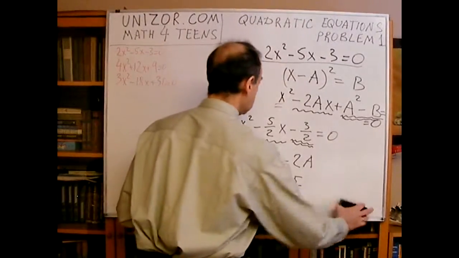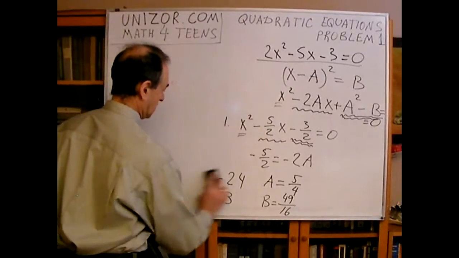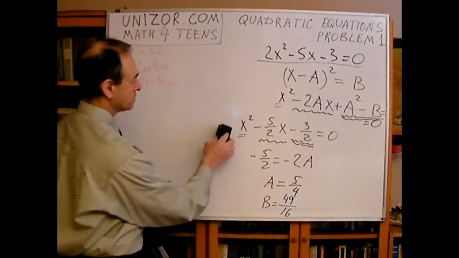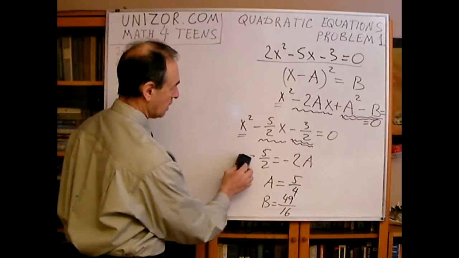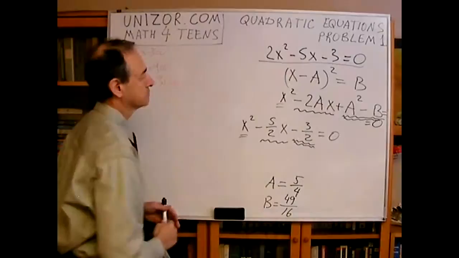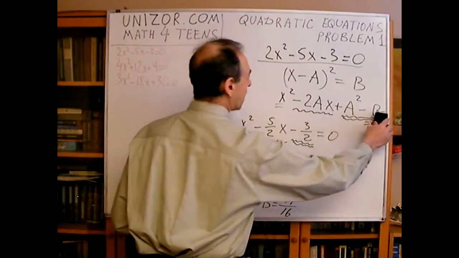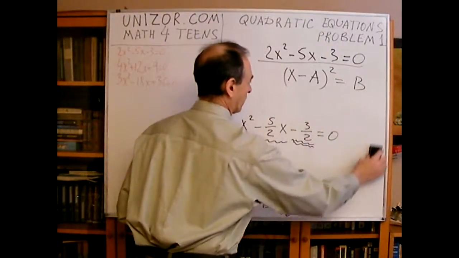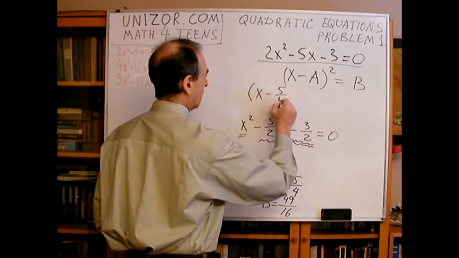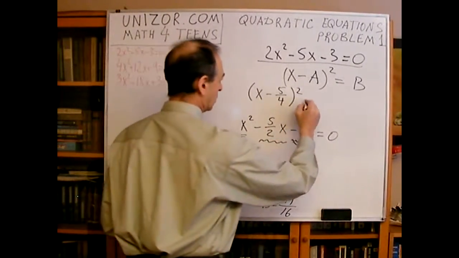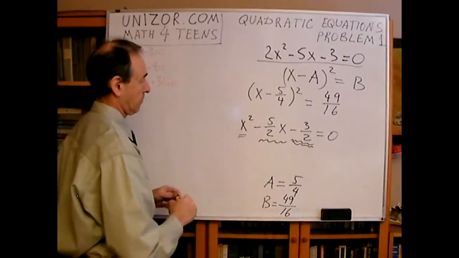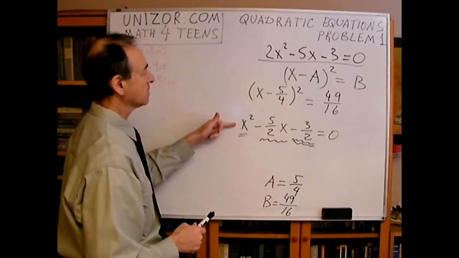So, as you see, we have transformed our original equation, first to this form, and then using these a and b, we transform it into this form. So I can say that my equation right now looks like x minus a, where a is 5/4, squared, equals b, which is 49/16. This and this are exactly the same.